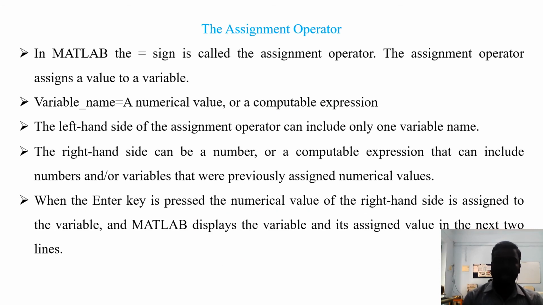So the next one is the assignment operator. The equal sign is the assignment operator. In MATLAB, the equal sign is called the assignment operator. It assigns a value to a variable. It can be written with the variable name on the left side, an equal sign, and on the right side a numerical value or a computational expression. The left hand side is the variable name, and the right hand side is either a number, a computational expression, or both.